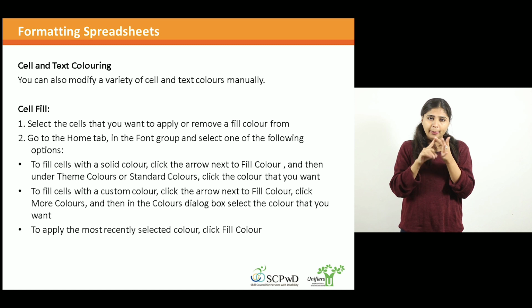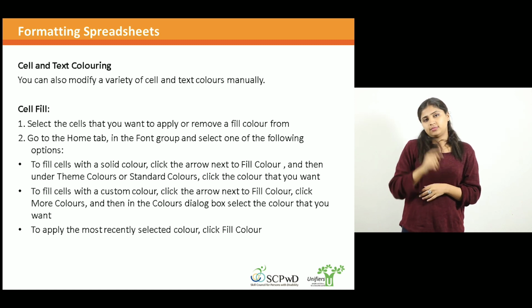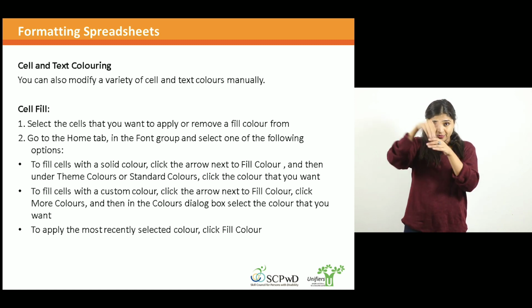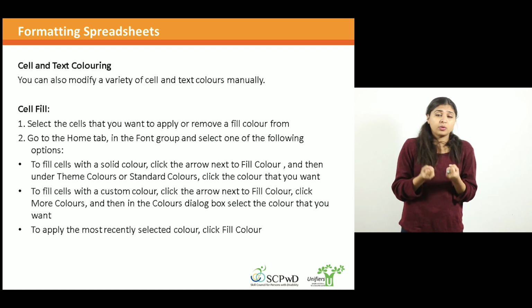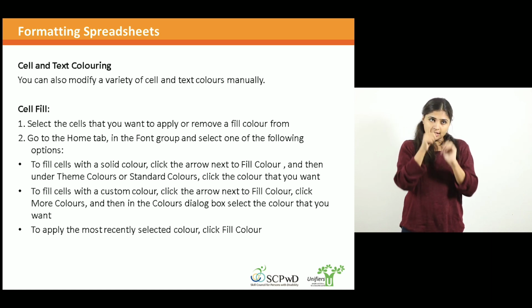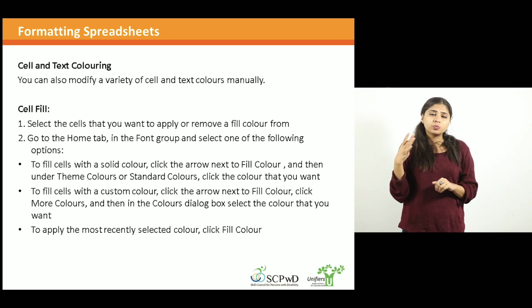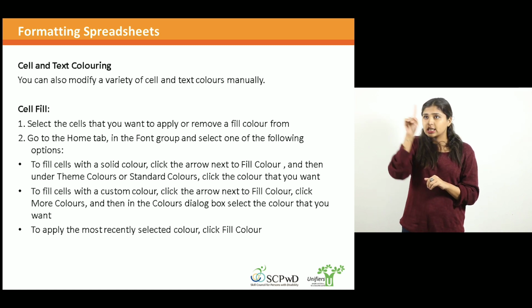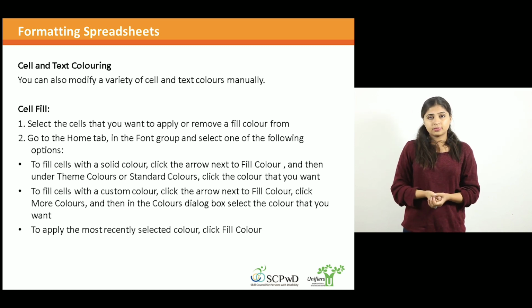To fill cells with custom color, click the arrow next to Fill Color, click More Colors and then in the Color dialog box, select the color that you want. To apply the most recently selected color, click Fill Color.